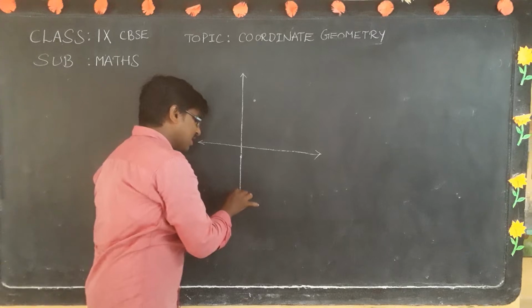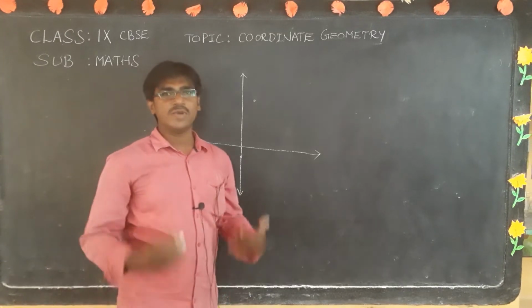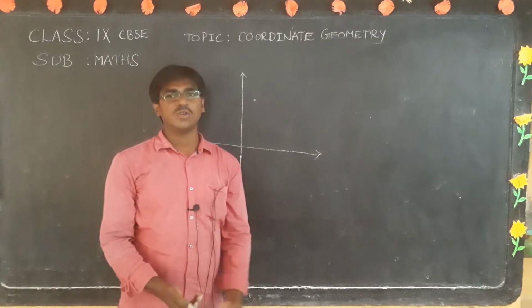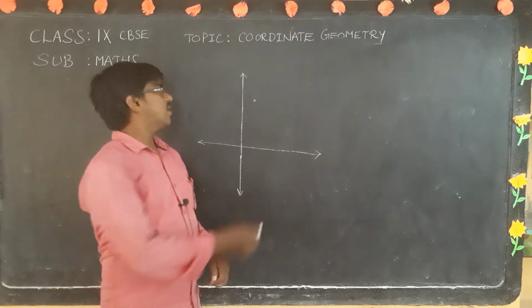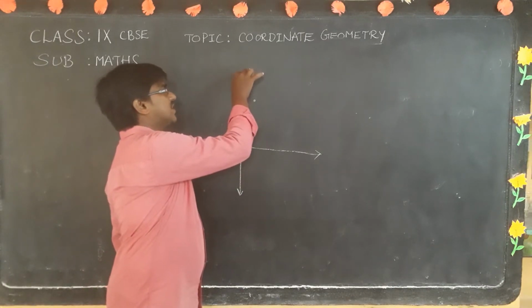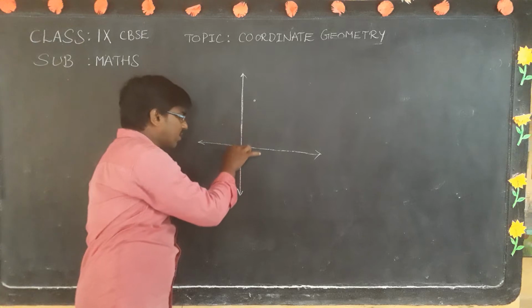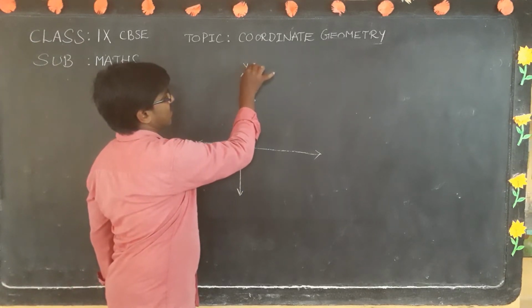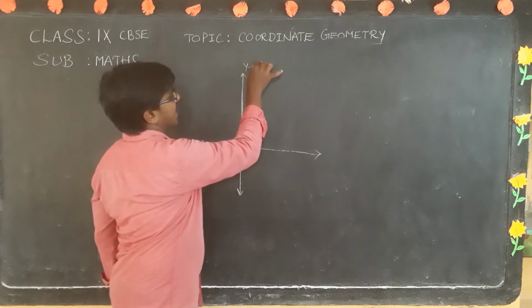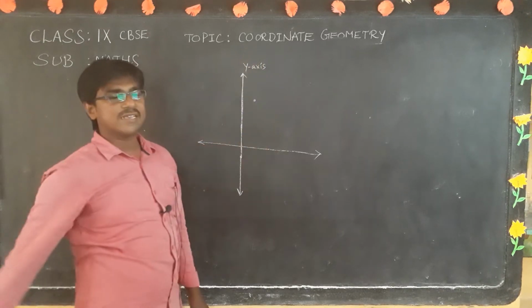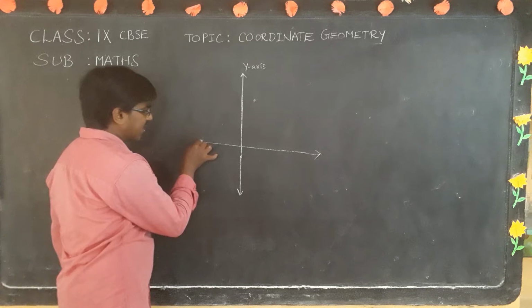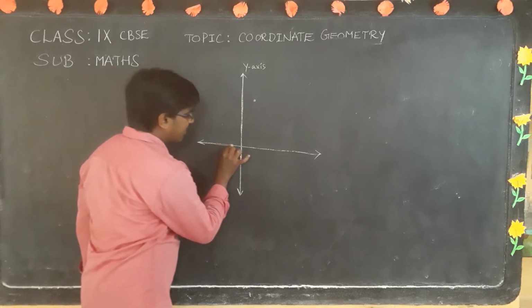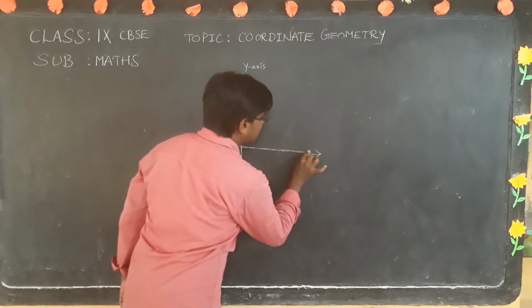Whenever we are standing on the earth, how are we standing compared to the earth? We are standing vertically to the earth. So this vertical line we call the y-axis. And the other line will be horizontal.